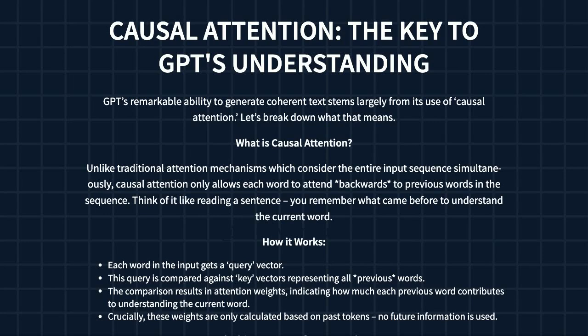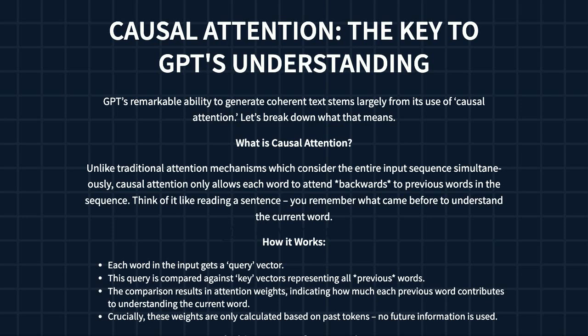A core concept here is called causal attention, and it's really the secret sauce behind its impressive text generation. Unlike standard attention mechanisms that look at everything all at once, causal attention focuses on a single direction: backwards. Imagine you're reading a sentence. You naturally remember what came before to understand the current word. GPT does something similar. It creates key vectors for each word and compares them against key vectors representing all the words that have come *before* it. The result is attention weights, telling us how much influence each past word has on the current one.